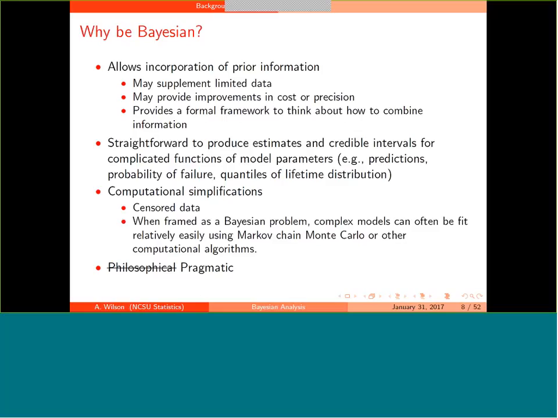I think the next bullet is, if we have relevant data, and that's always a key question, this data may supplement the limited data that I'm able to collect in my current test program. But we have to think about how we appropriately use that data. In addition, and again, notice that I'm very careful here, we're using more information. And so this may actually provide improvements in cost, where we may be able to do less testing, or in precision, which is how well we understand our system.